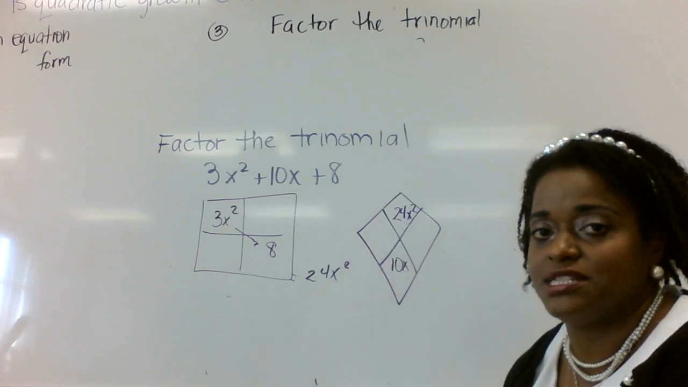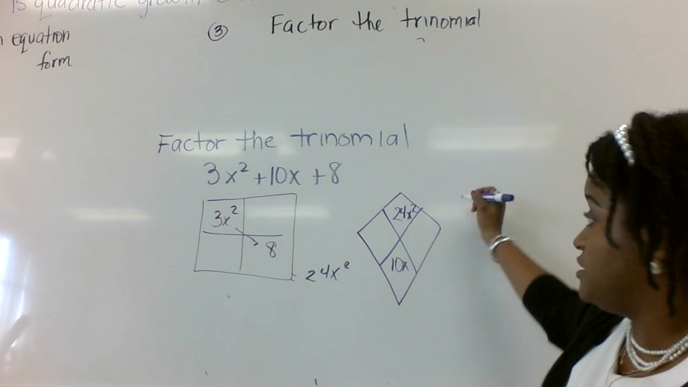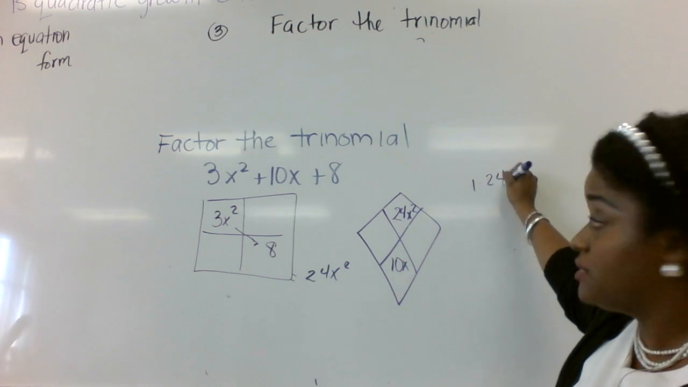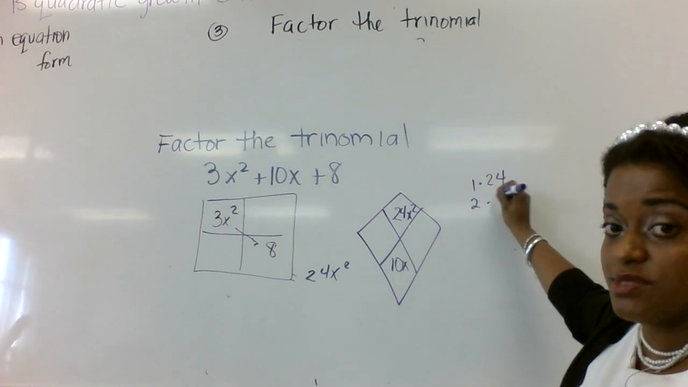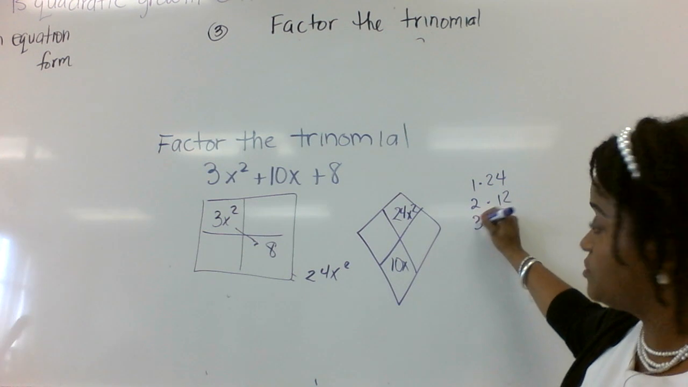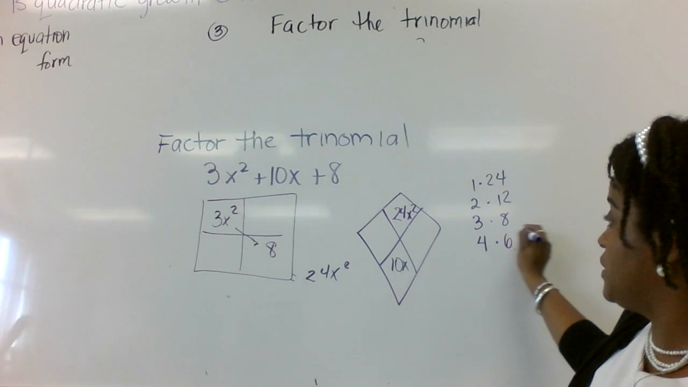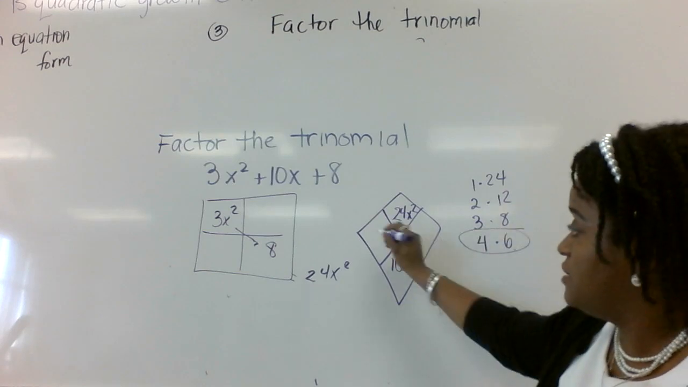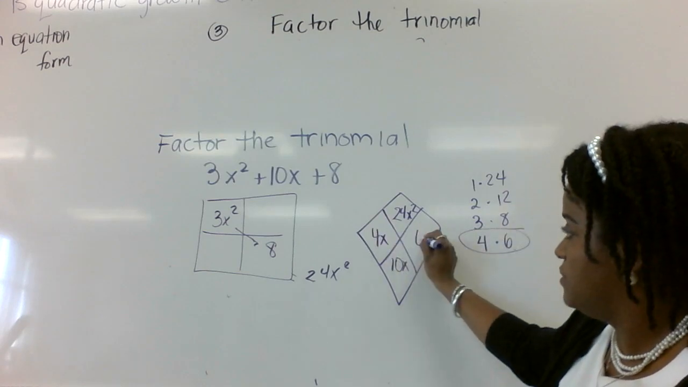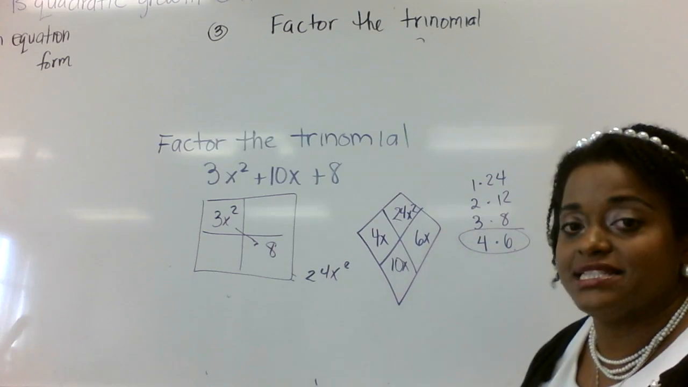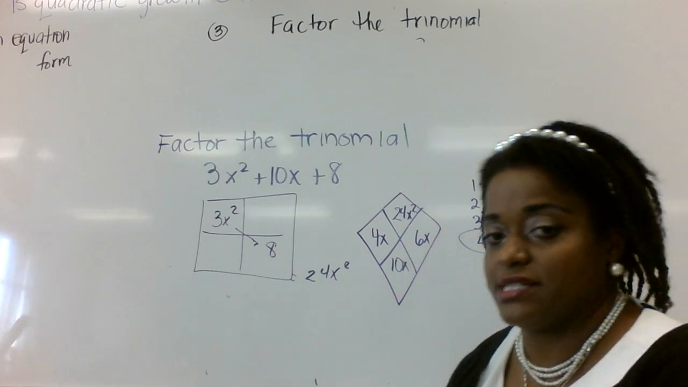You have to think about this in your head. It's either 1 times 24, 2 times 12, 3 times 8, or 4 times 6. And we're going to use 4 times 6. So we have 4x and 6x. And we're going to put that in our rectangle.